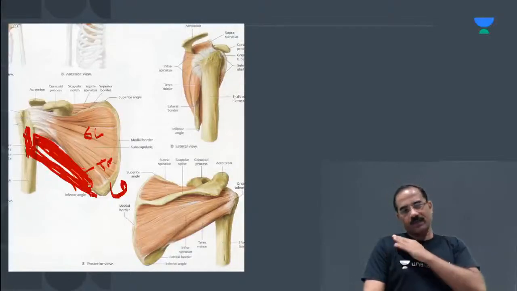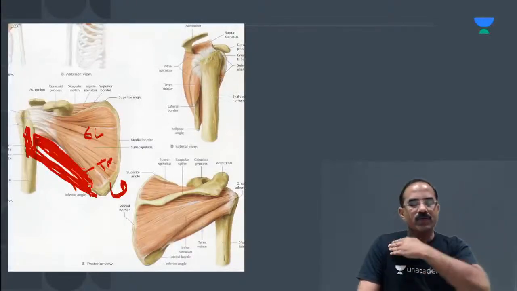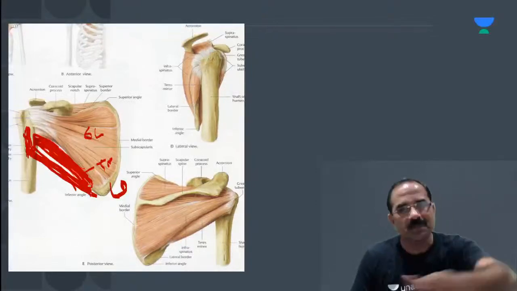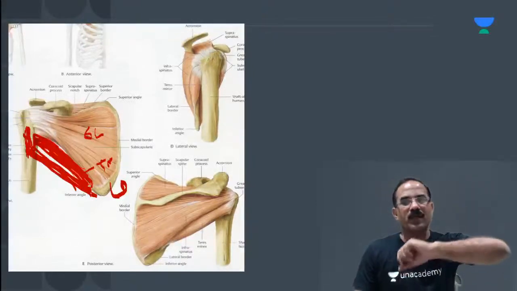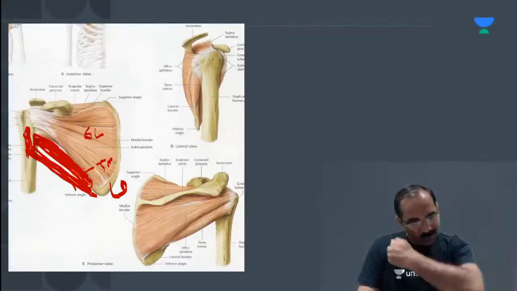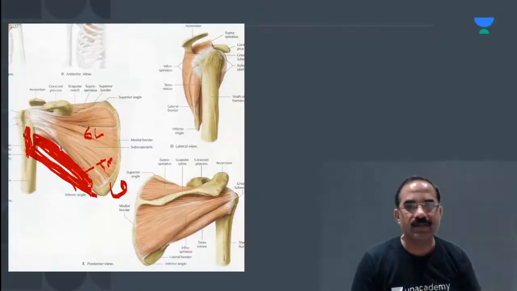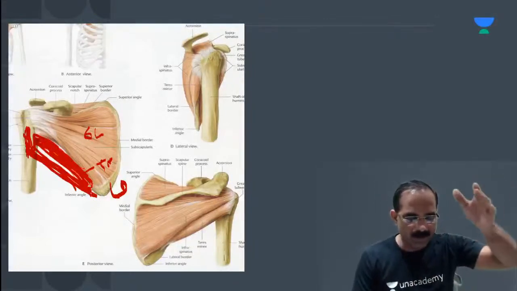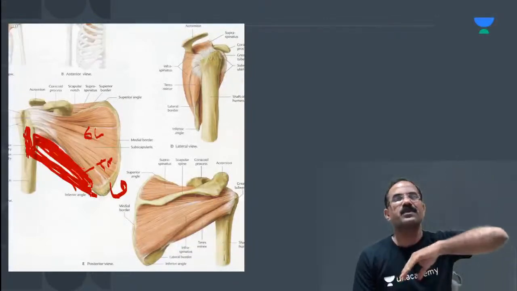Ye anterior wall hai. You open the anterior wall. You remove the anterior wall. Ab jo dikhega, now that you are going to see, is going to be the posterior wall. Matlab, you're looking at the posterior wall from front, so it will look like this. Ye aisa dikhega. So the posterior wall would be formed by the subscapularis, the teres major, and the latissimus dorsi.